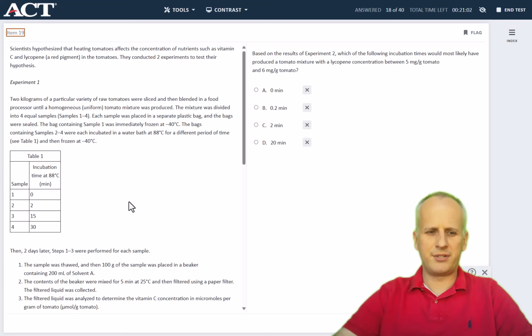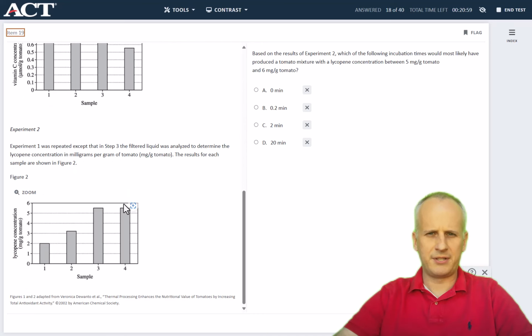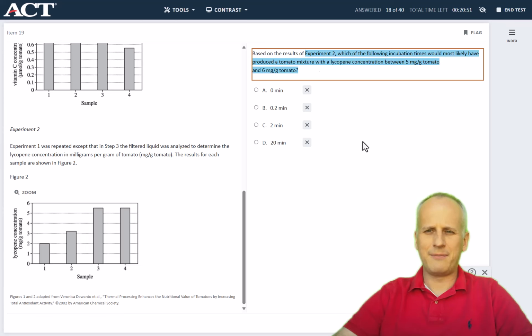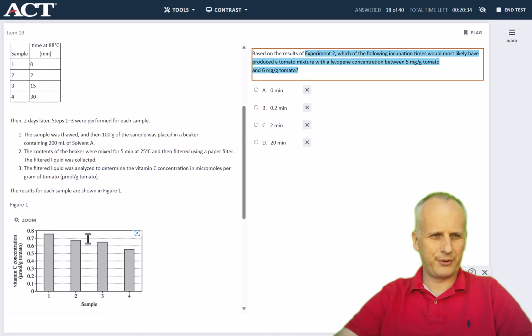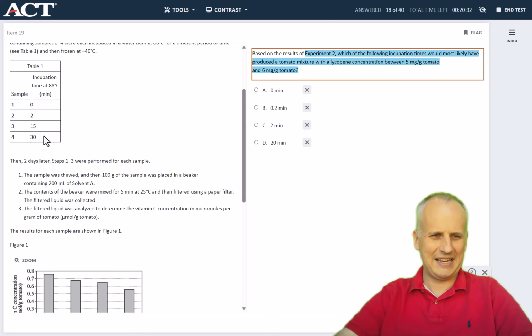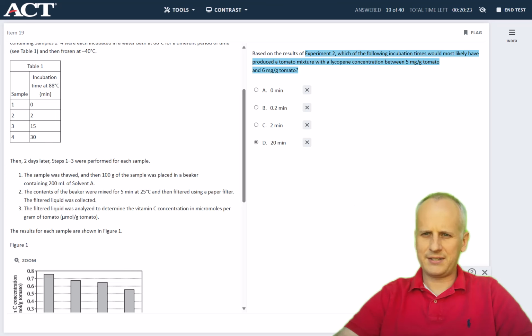Based on the results of experiment 2, so we're going to go ahead and scroll on down to experiment 2, which of the following incubation times would most likely have produced a tomato mixture with a lycopene concentration between 5 milligrams per gram, or mg, I believe is milligrams, yeah, milligrams per gram, and 6 milligrams per gram? So we can just come to the chart. We can see that it's between sample 3 and 4. We know from what we just saw that samples 3 and 4 have incubation times in that heated water. And so 3 and 4 are between 15 and 30. So our correct answer here has to be 20 minutes. We move on to the next question.